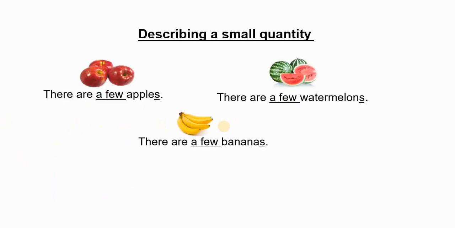Let's look at the situation where we are describing a small quantity of something. There are a few apples. There are a few watermelons. And there are a few bananas. Alright? So, the first thing that we should look at is all of these nouns.